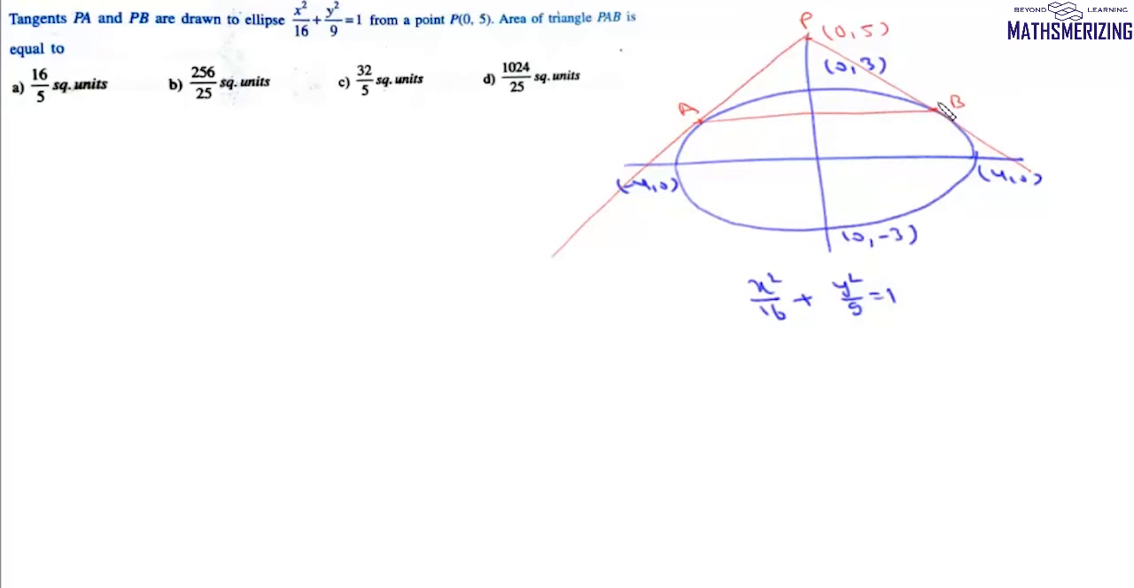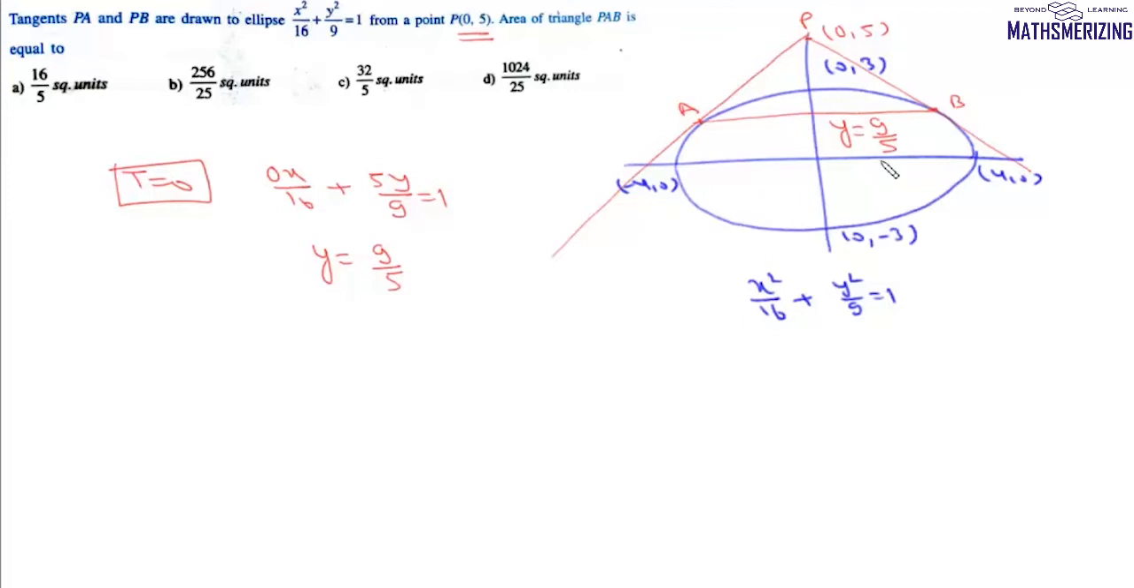Now what we'll do is, from this point P, if we draw a pair of tangents, then this is the chord of contact. Chord of contact is given by T equals 0. So for this point 0, 5, we'll find T equals 0. So we'll write x x1, so there'll be 0x upon 16 plus 5y upon 9 equals 1. So from here we'll write the value of y as 9 by 5. So this line is y equals 9 by 5.